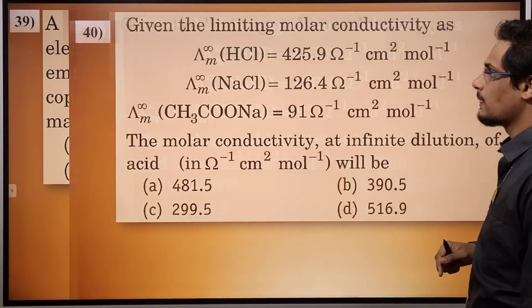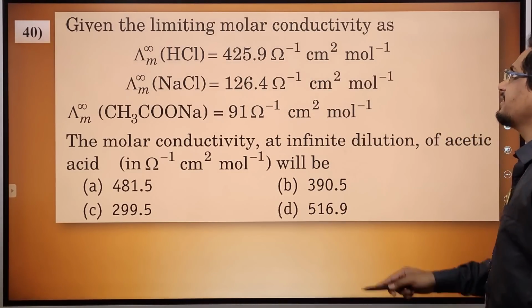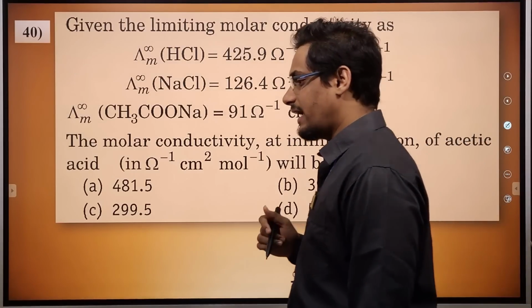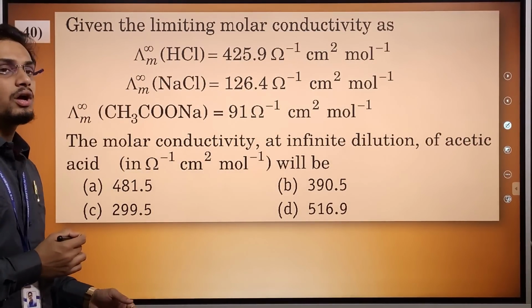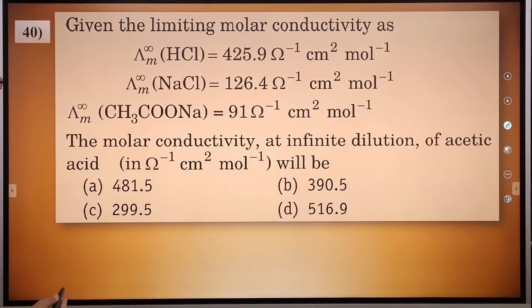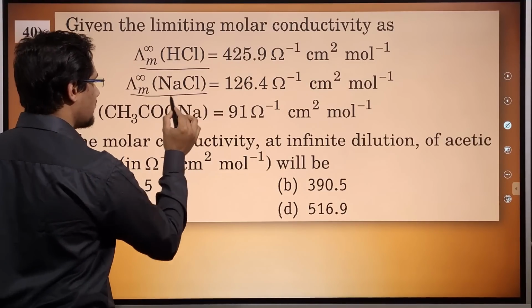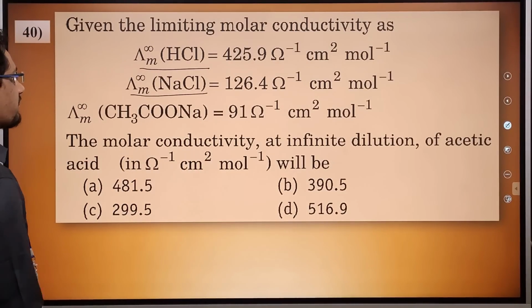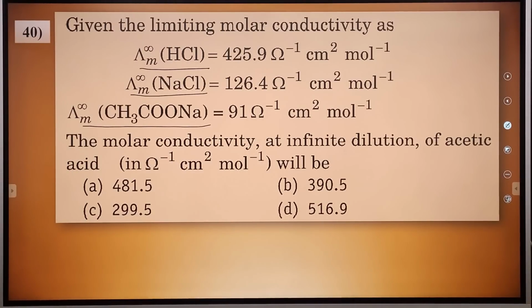Next question. Given the limiting molar conductivity as follows. So they have given limiting molar conductivity. We can solve it based on Kohlrausch's law. They have given the limiting molar conductivity of HCl, of NaCl, and of sodium acetate.